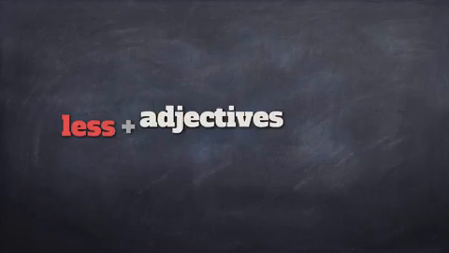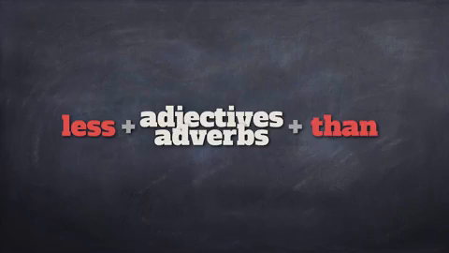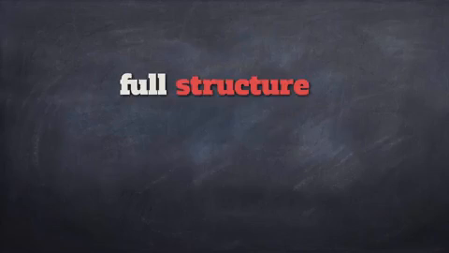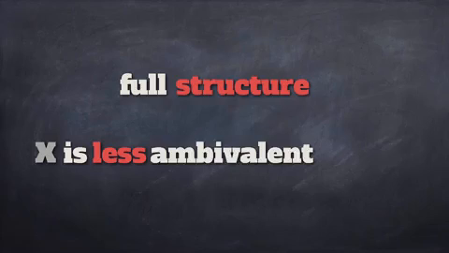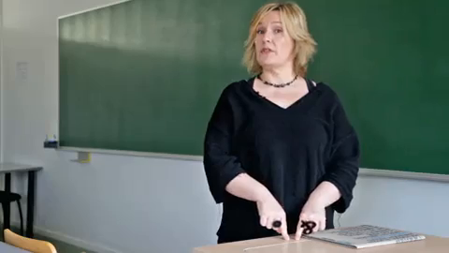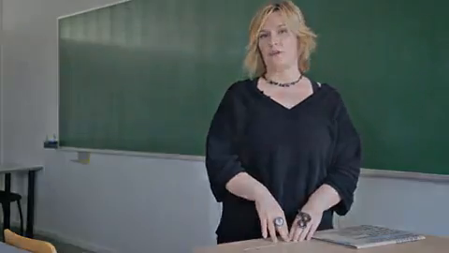What if we decide to focus our attention on the inferiority of one of those items? In that case, adjectives and adverbs will be preceded by less. Do question 3 first. It's less complicated. We can also use this kind of comparative using full structures, as in X is less ambivalent than Y. We are now going to watch Giorgetta Ion from the School of Education of the UAB use this comparative structure.